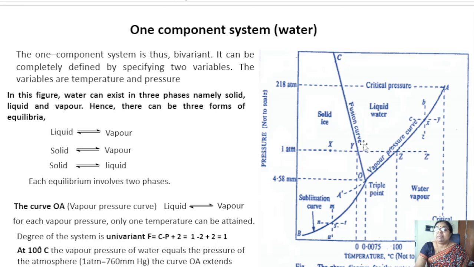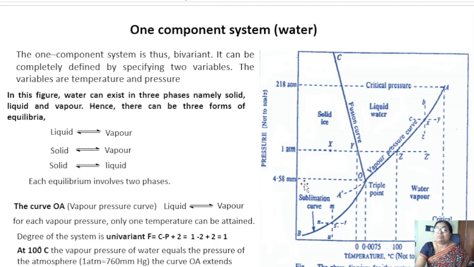Once OA, OB and OC meet at a point, that point is what we call O. This O is what we call the triple point. This system is an invariant system. It depends on a particular temperature, that is 0.007 degrees, at 4.58 millimeters of mercury vapor pressure, and this is what we call the triple point.